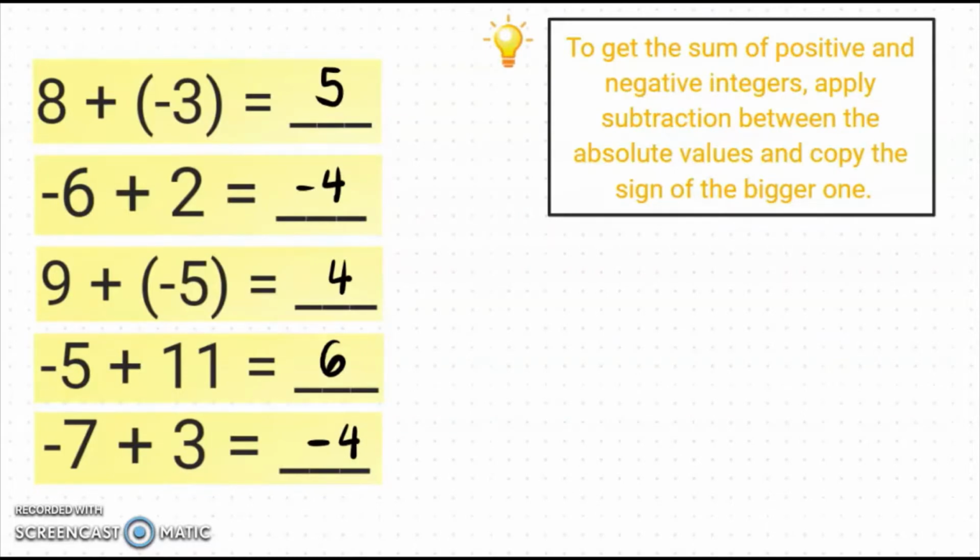That's right. To get the sum of positive and negative integers, we apply subtraction between the absolute values and we just copy the sign of the bigger one. Absolute values meaning we ignore the signs of the integers, or it is safe to say that we just consider them to be both positive. Then we just apply subtraction between these two absolute values, and at the end, as our final answer, we copy the sign of the bigger absolute value.